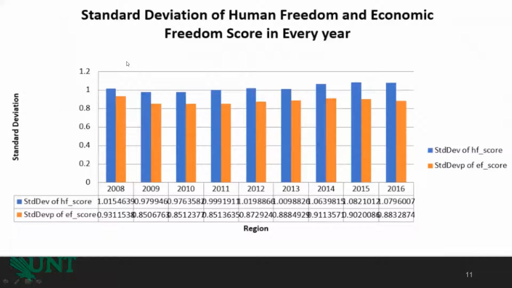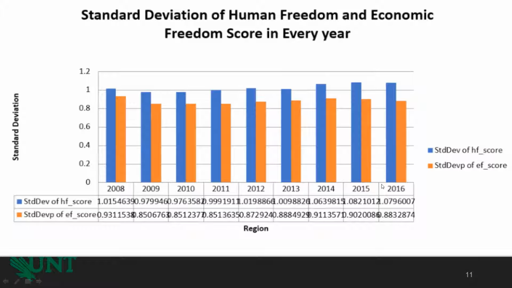So this is the pivot chart for the standard deviation of human freedom and economic freedom score in every year from 2008 to 16. And we observe here the standard deviation varies from 0.9 to 1.07. So that's really not that much difference from the average. It varies from 2008 to 16. It is almost increasing from 2009 to 15.